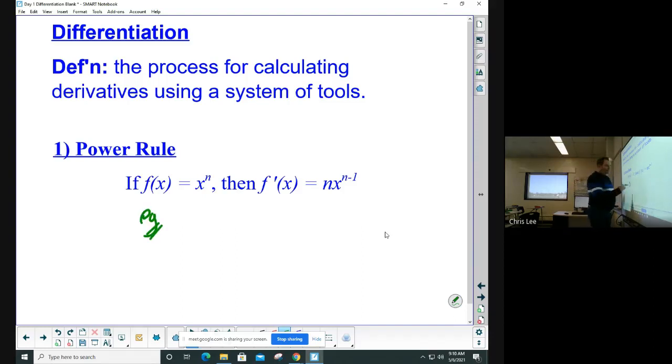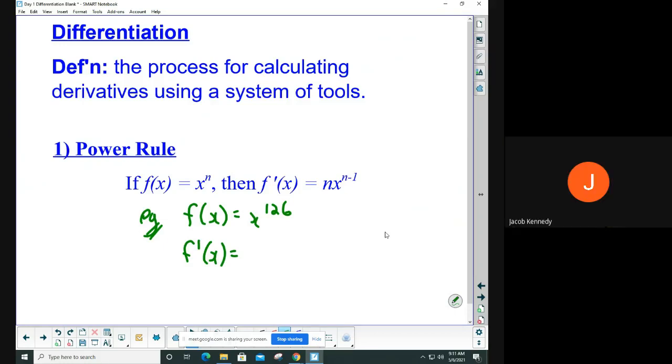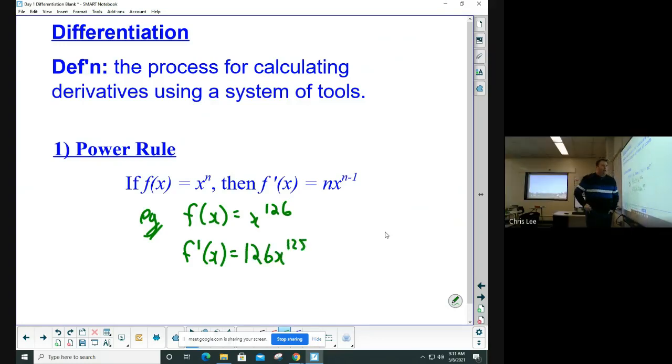So if f of x equals x to the 126, then f prime of x equals, can someone tell me? 126x to the power of 125. Exactly. And just imagine if I had asked you to do this question yesterday.